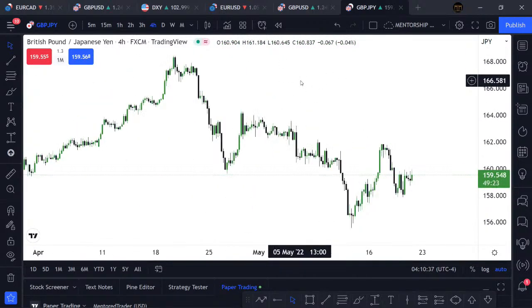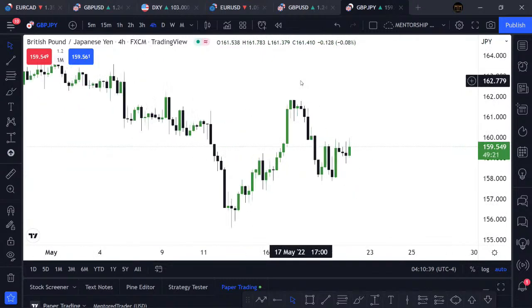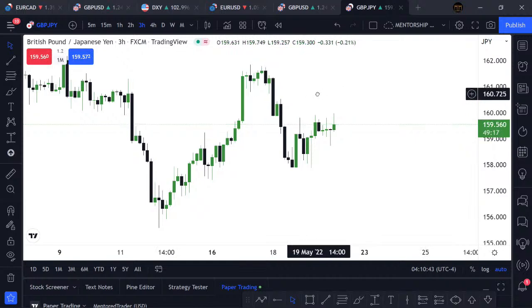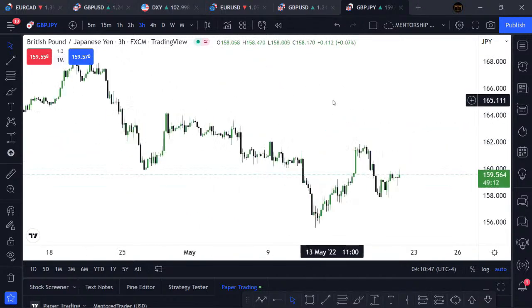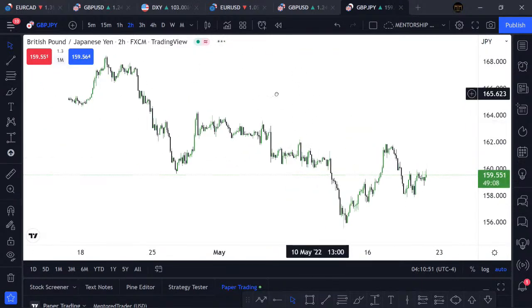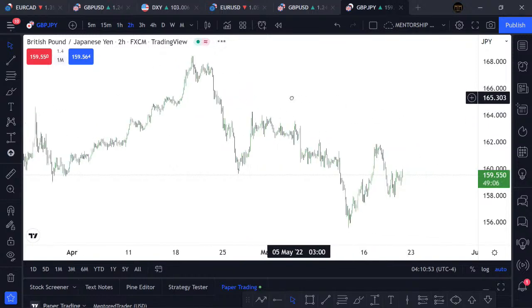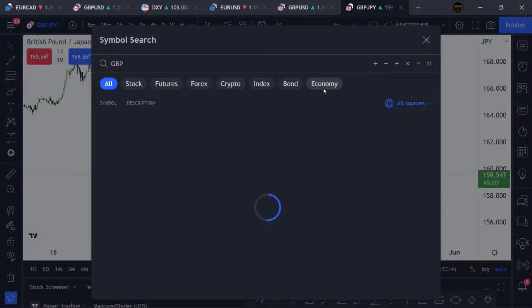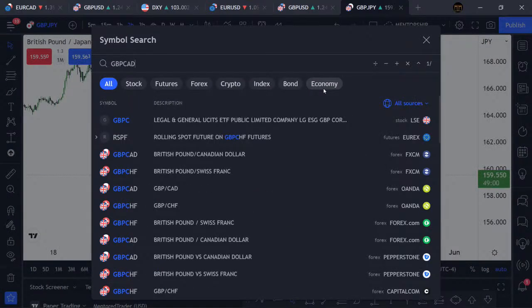So this is a 4-hour chart, the pound yen. 3-hour chart. I want to see a swing high taken. Okay. Let's look for another pair. It's a Friday. GBP CAD, for example.